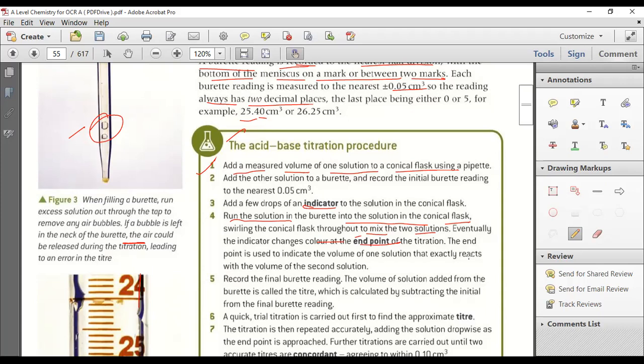Now, the end point is used to indicate the volume of the solution that exactly reacts with the volume of the second solution. Is that point clear?